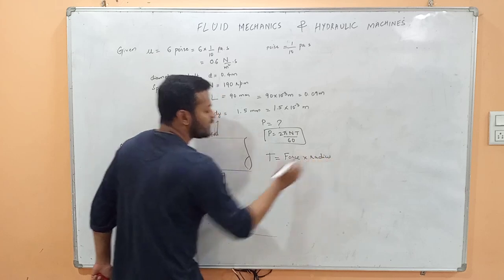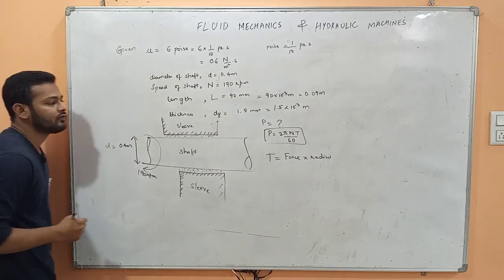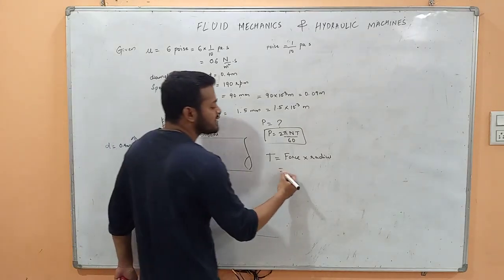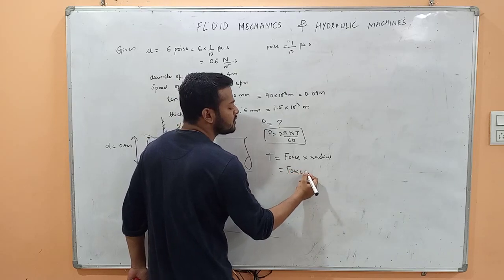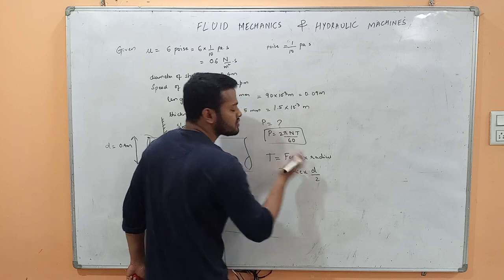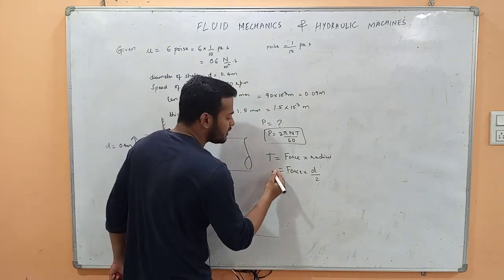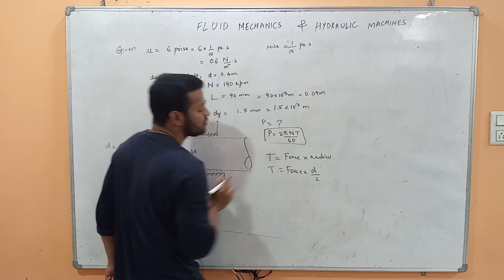I can find out the radius because the diameter has been given in the question. Diameter is given as 0.4 meter, so radius is half of the diameter. So force into diameter by 2, because radius is half of the diameter. I have to find out the value of force in order to find out torque.